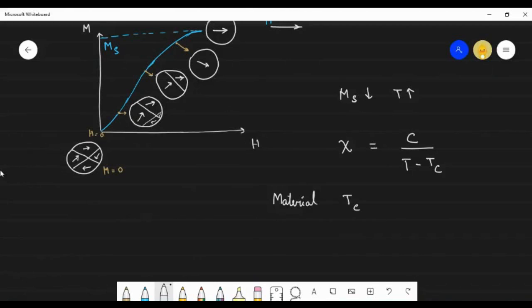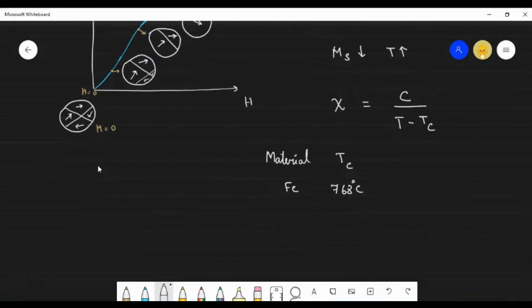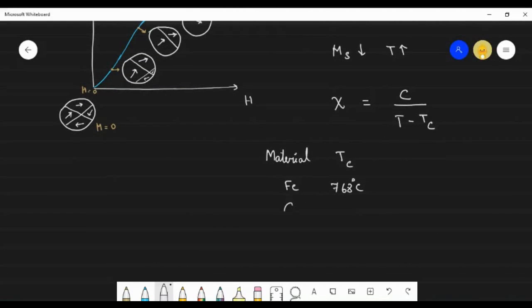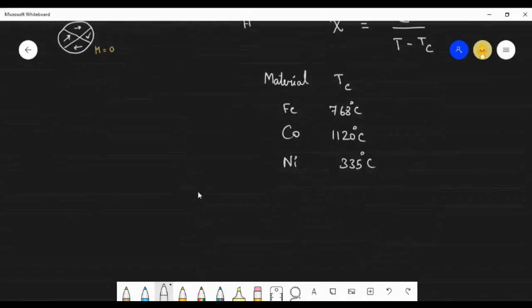Curie temperatures of a few ferromagnetic materials are listed as shown. For iron, it is 768 degrees Celsius. For cobalt, the Curie temperature is 1120 degrees Celsius. For nickel, it is 335 degrees Celsius. And for Fe2O3, the Curie temperature is 585 degrees Celsius.